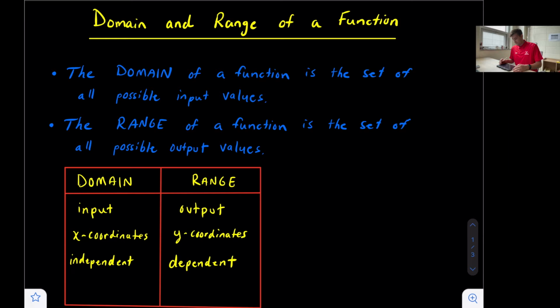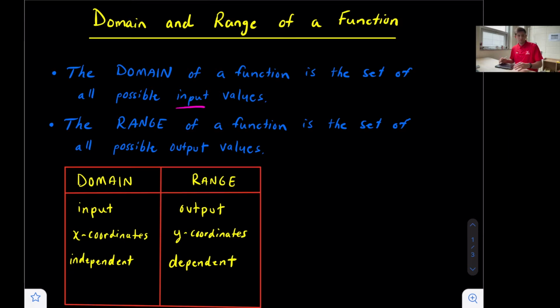The domain of a function is the set of all possible input values. We'll talk about some other names for domain in just a minute. The range of a function is the set of all possible output values. So some other names that we could see besides domain and range.